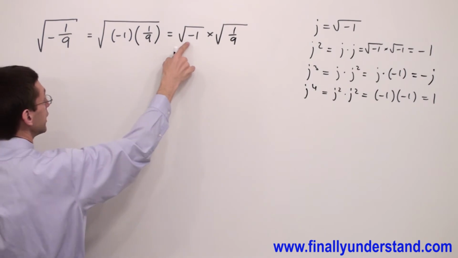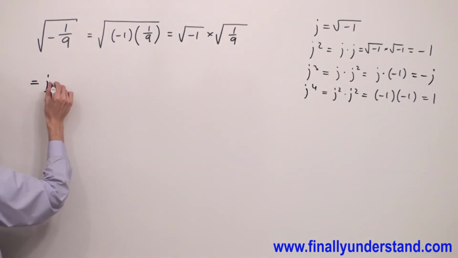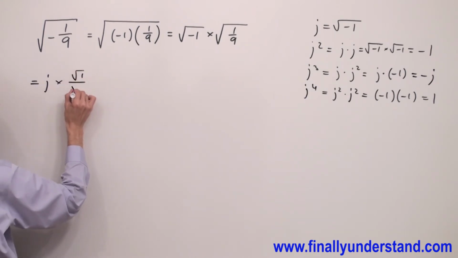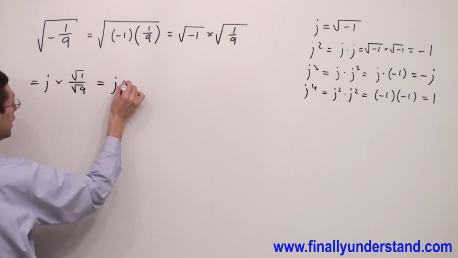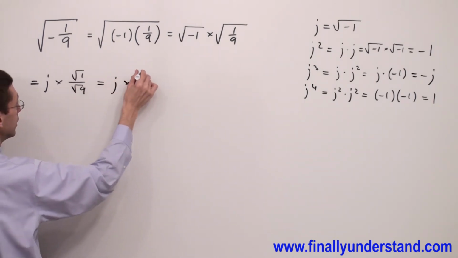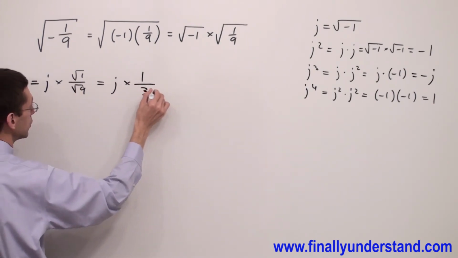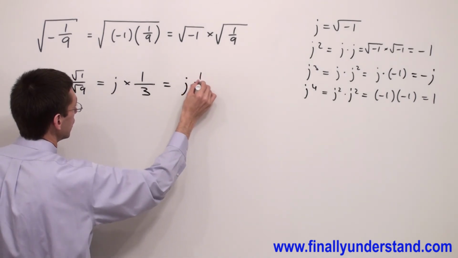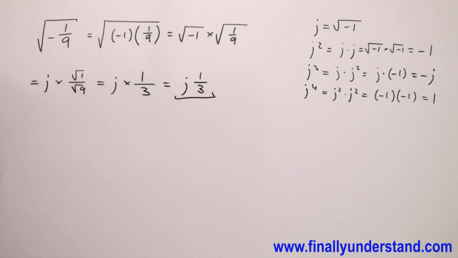Instead of the square root of negative 1, I'm going to write j times the square root of 1 over the square root of 9, which is equal to j times the square root of 1 over the square root of 9, which is equal to 3. This is equal to j times 1/3. This is the solution to my problem.